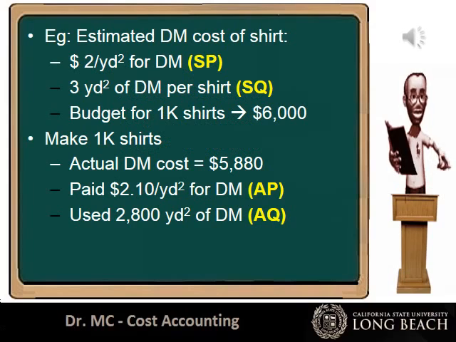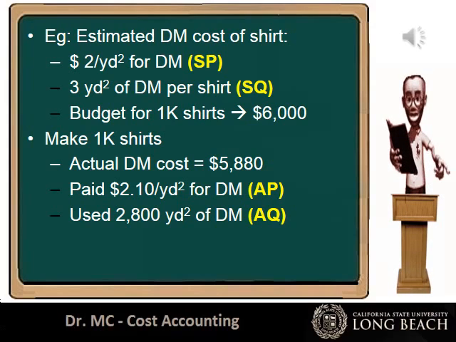Let us do an example. Assume your firm makes 1,000 shirts, and that you estimate that your firm will pay $2 per square yard for direct materials. This is the standard price. Also assume that you estimate that you will need 3 square yards of material to make one shirt. This is the standard quantity for one shirt, and the standard quantity for the 1,000 shirts that your firm made is 3,000 square yards of materials. Your firm budgets that it should take $6,000 to make the 1,000 shirts that it made.